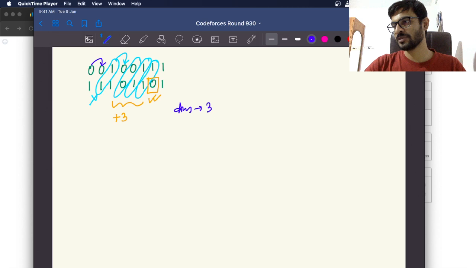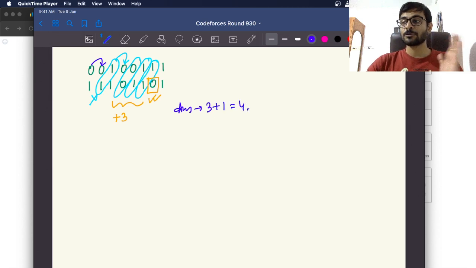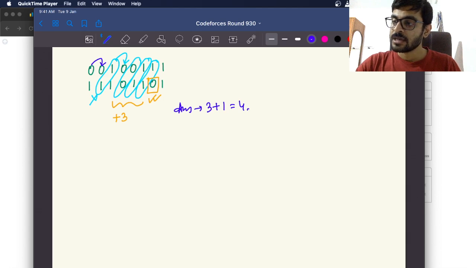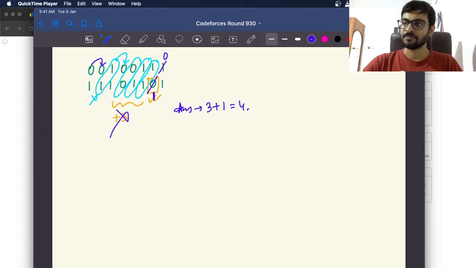Sorry, 3 plus 1, 4. 3 plus 1 equal to 4. What is this 3? We were calculating this 3. If, let's say, instead of this 0, a 1 would have come, and instead of this 1, a 0 would have come, I would have to forget this 3 forever.